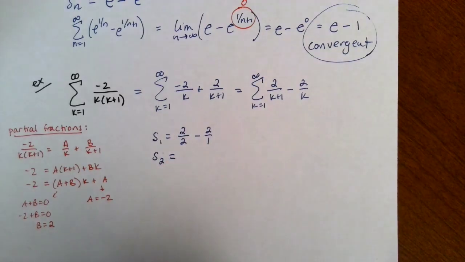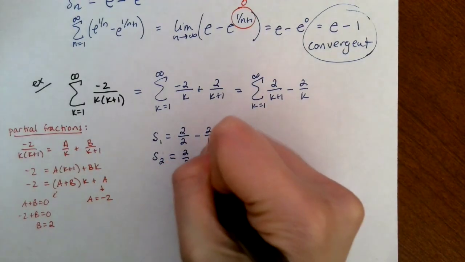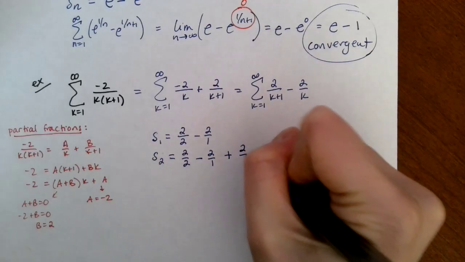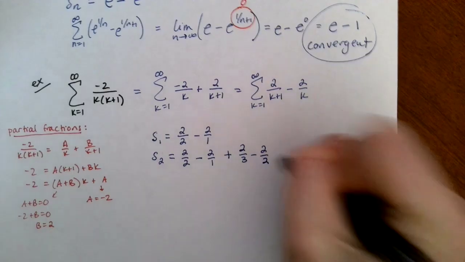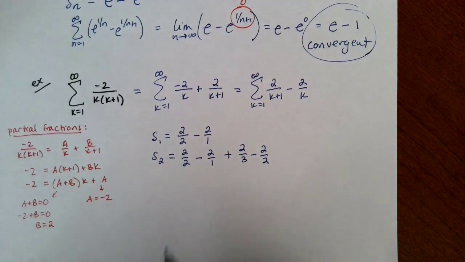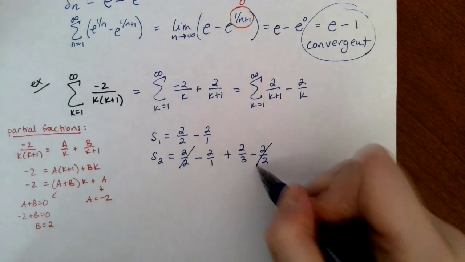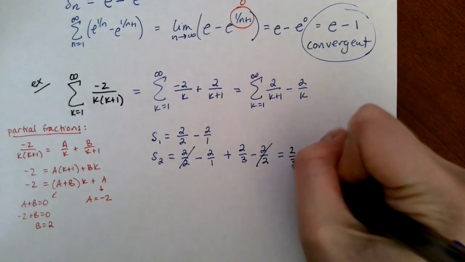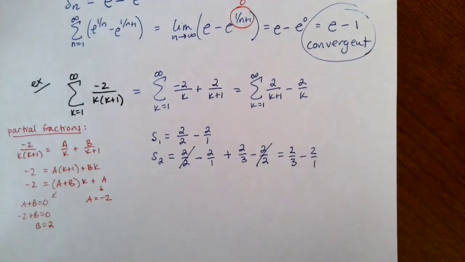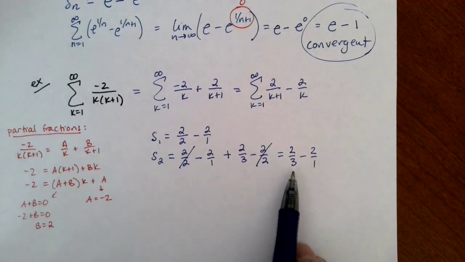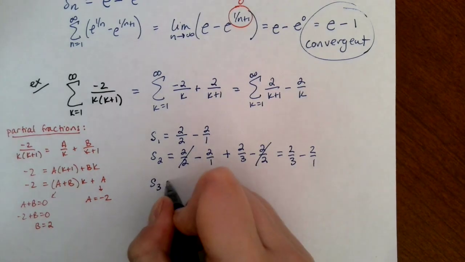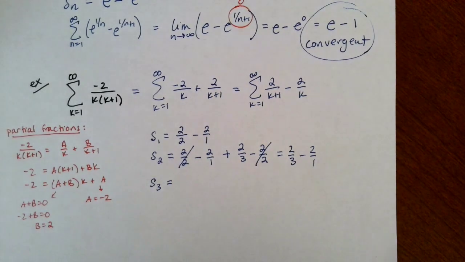S2 is the sum of the first two terms. So I have the k equals 1 term plus the k equals 2 term. And I have a little bit of telescoping, 2 over 2 minus 2 over 2. So this comes out to 2 over 3 minus 2 over 1. I'm writing it in that order just so that it mimics the order of the first one. And then we'll have a similar situation for S3. I usually like to do about 3, but you do as many as you need to be sure.